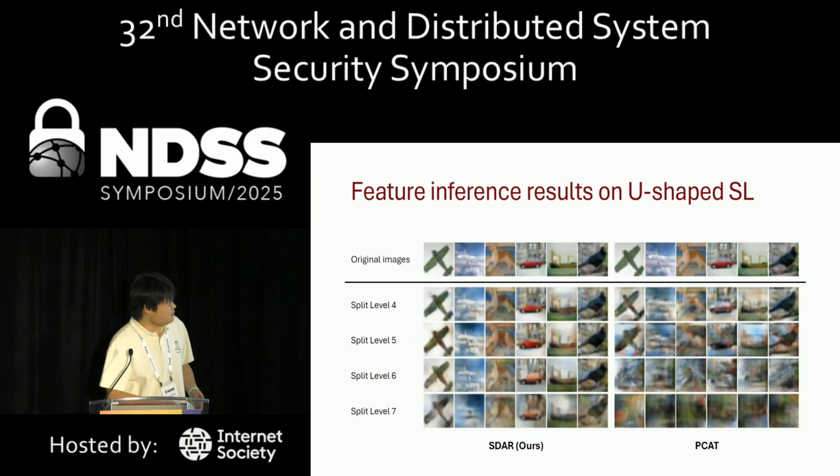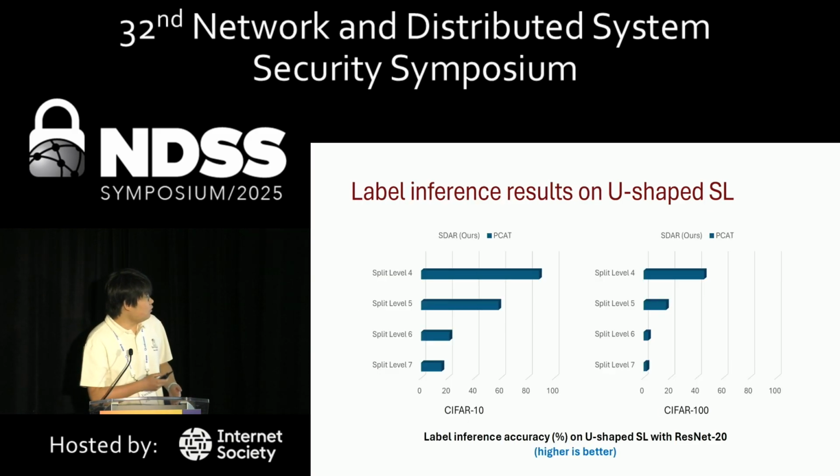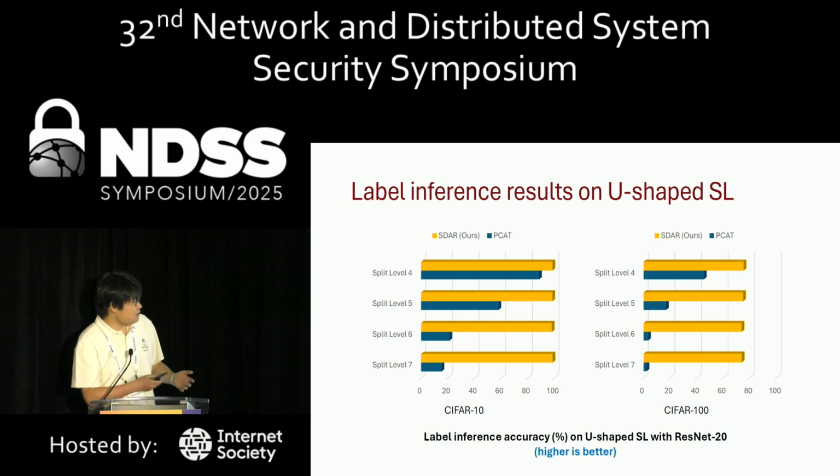So you can see here are some examples of the reconstructions, and the performance gap is even larger. And for label inference results, you can see here are the results for PCAT, and here are our results. You can see across all the split levels, we achieve very good label inference accuracy.